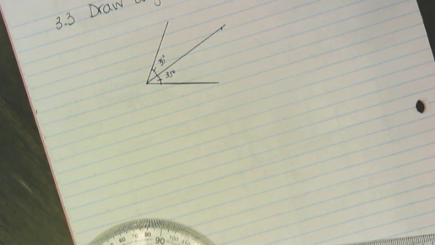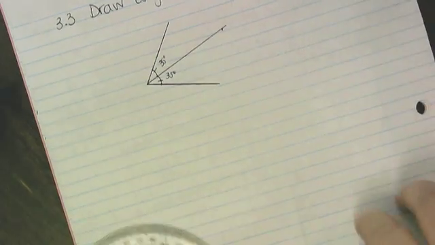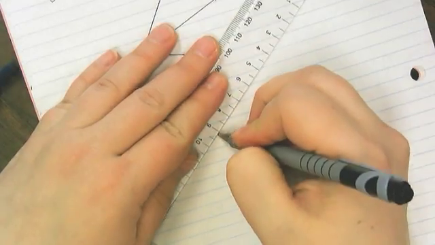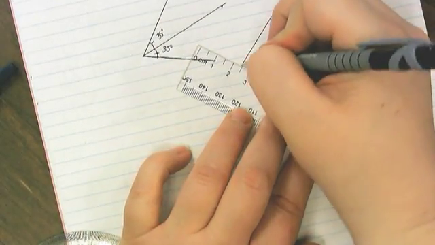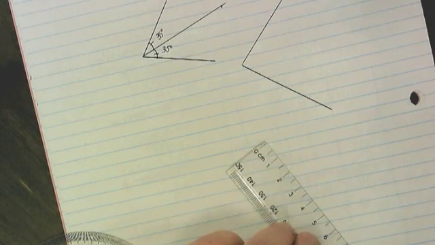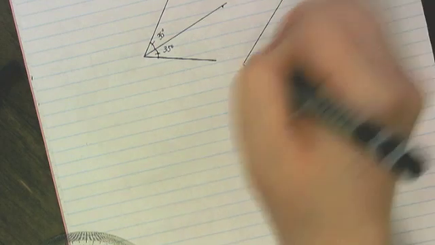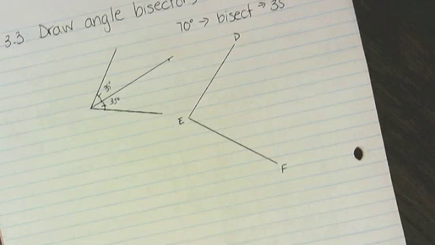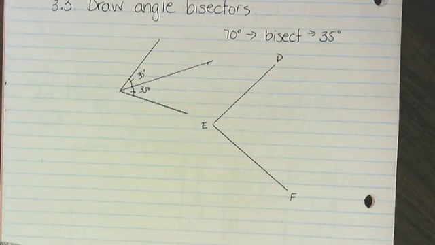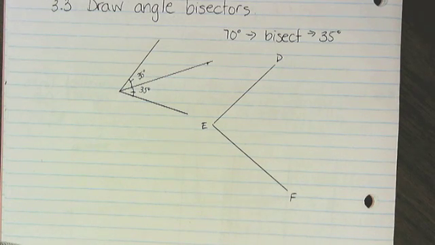Okay, much like with a perpendicular line segment, you can also use a compass. To measure this, you do the thing with the compass. That is angle DEF.